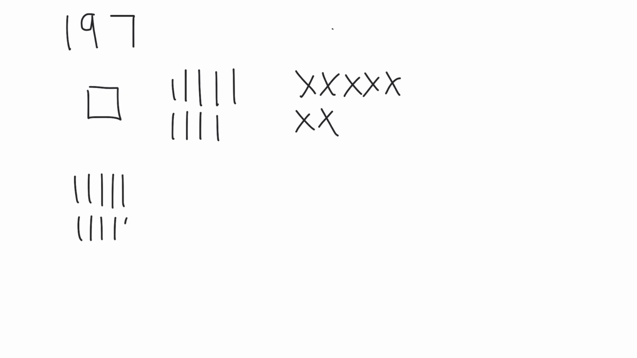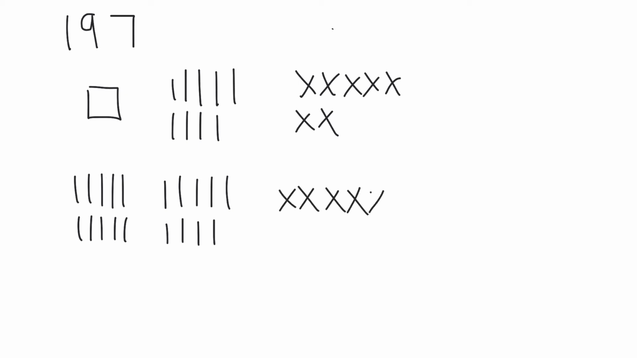If I wanted to show a different way, here I'm representing my 100, and then there's my 90, and here's my 7. So here are 2 ways to represent 197. Can you think of a third organized way to represent 197?